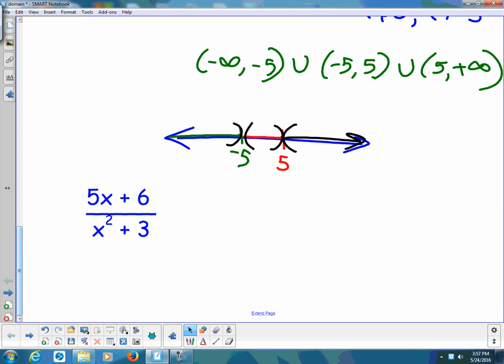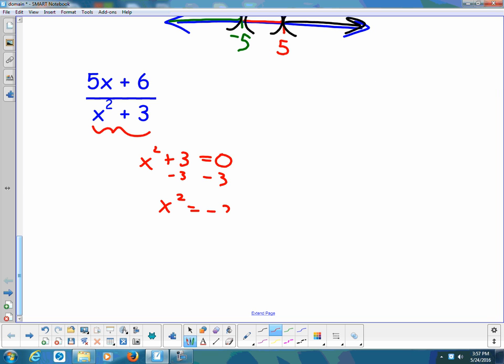5x plus 6 over x squared plus 3. Again, we want to make sure that whatever we're plugging in for x is not going to make our denominator equal to 0. So I'm going to set x squared plus 3 equal to 0 and solve. So I'm going to subtract 3 from both sides, and I get x squared equals negative 3. But now if I try and take the square root of both sides, then I end up getting x equaling plus or minus the square root of negative 3.